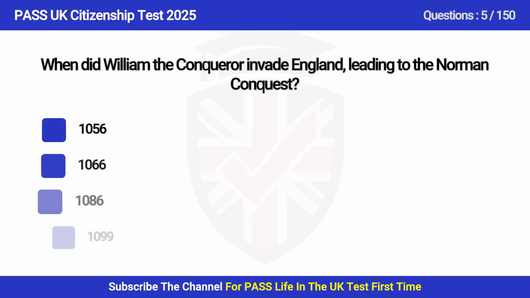Question 5. When did William the Conqueror invade England, leading to the Norman conquest? A. 1056, B. 1066, C. 1086, D. 1099.